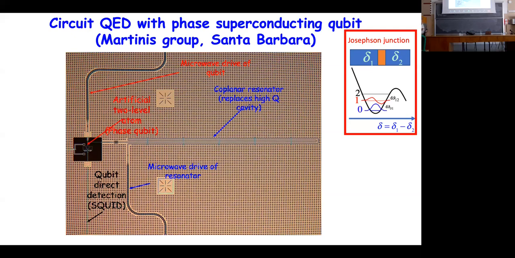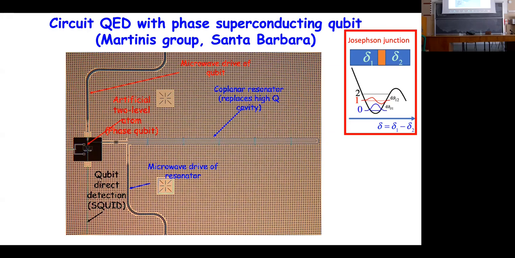So the system behaves as a kind of particle which has quantum energy levels. The phase plays the role of the position, and the number of pairs, the difference between the two islands, plays the role of the momentum. And you have an uncertainty relation between position and momentum. The important point here is that this potential is anharmonic. That is, the separation between the 0 and 1 states is different from the separation between the 1 and 2 states, which means that if you use a microwave which is resonant with the 0-1 transition, you have a two-level system, and you can forget about the other levels.